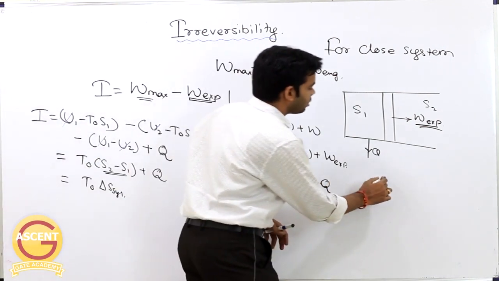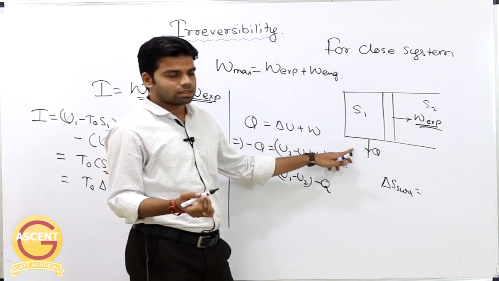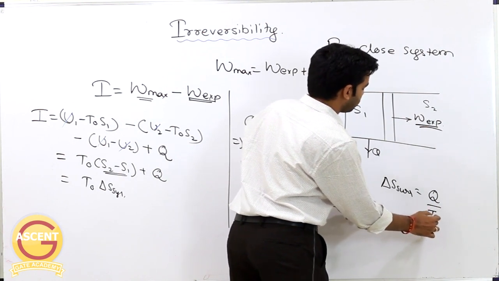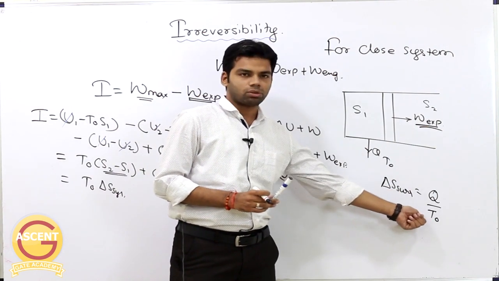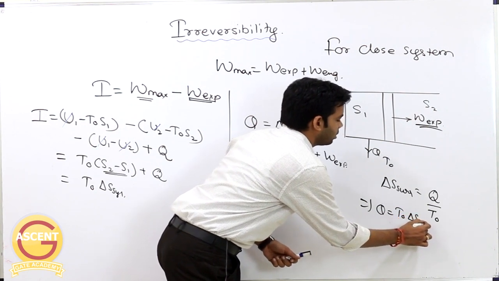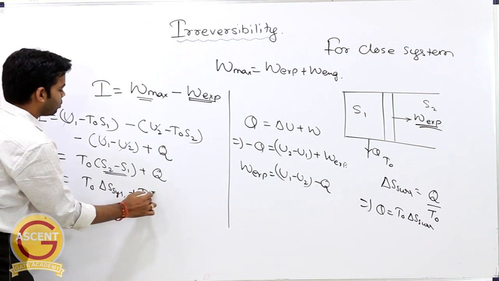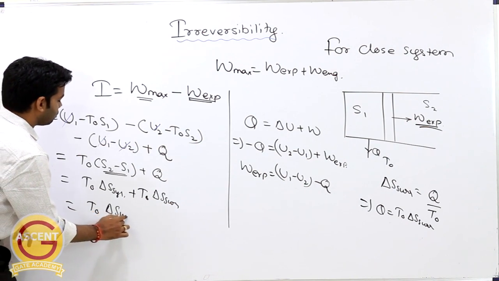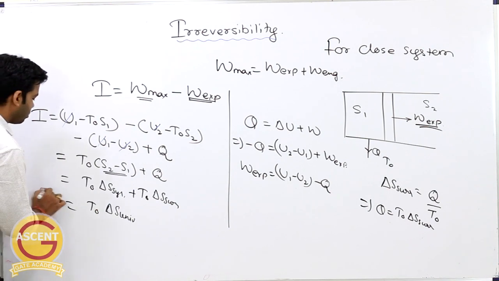Now, what will be the change in entropy of the surrounding? Because this Q amount of heat is getting released to the atmosphere, change in entropy of the surrounding is nothing but Q by T naught. The temperature of surrounding is T naught. So, you can say this Q is nothing but T naught into del S surrounding. Getting this or not? Okay, so just put the value. So, this will be T naught into del S system plus T naught into del S surrounding, or you can say this will be equal to T naught into del S universe. So, this is total irreversibility, which is nothing but T naught into del S universe, change in entropy of universe.